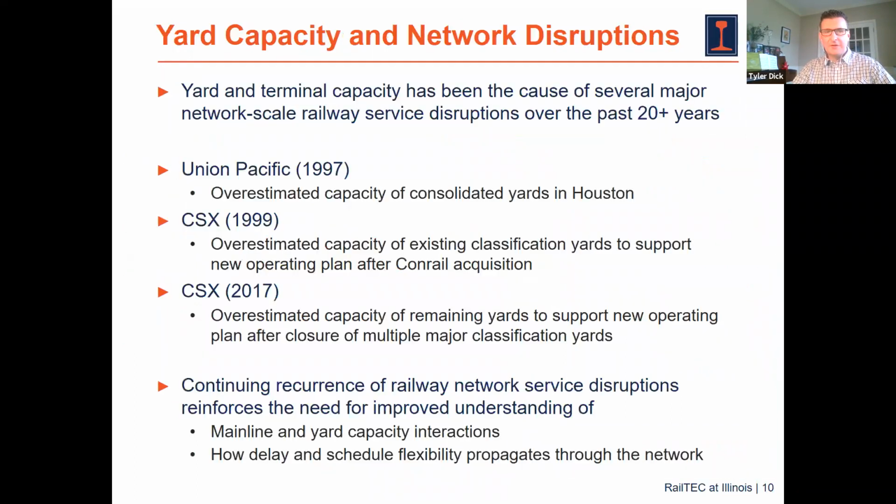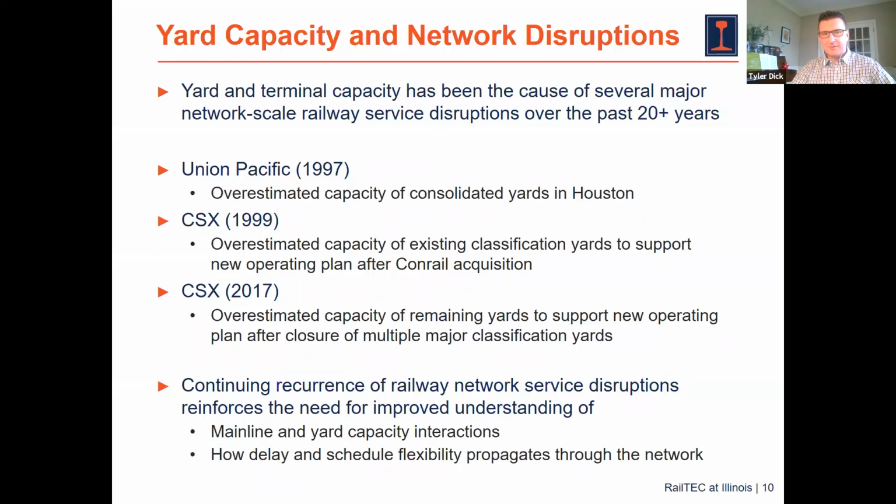And at a higher level, we can look at the past just over 20 years. There have been several major network scale railway service disruptions that can be traced back to this interaction between yard and terminal capacity and the main line, going back to the late 1990s when Union Pacific was merging with Southern Pacific and Chicago Northwestern. There were some overestimations of capacity of consolidated yards in Houston that led to some network disruptions. Again, in 1999, during the breakup of Conrail, there were some issues with estimating the capacity of classification yards and other operational changes that resulted in network disruptions.